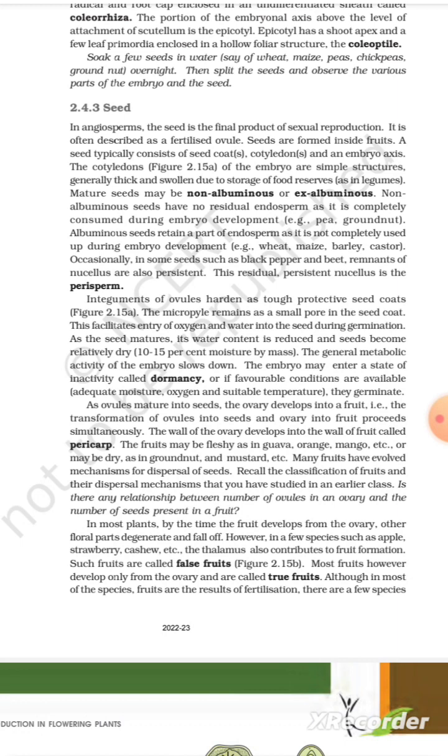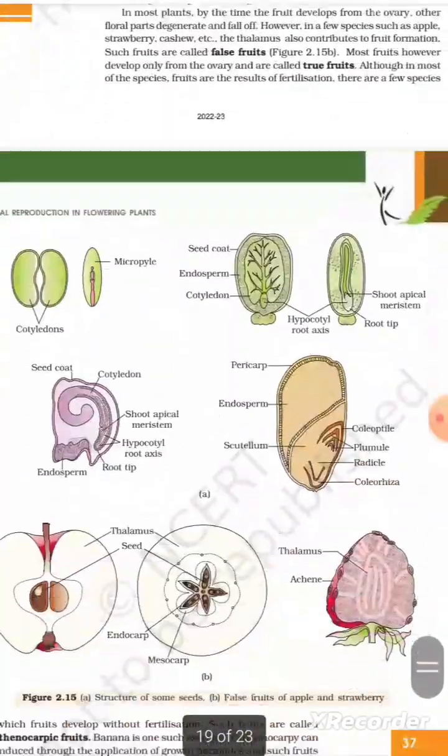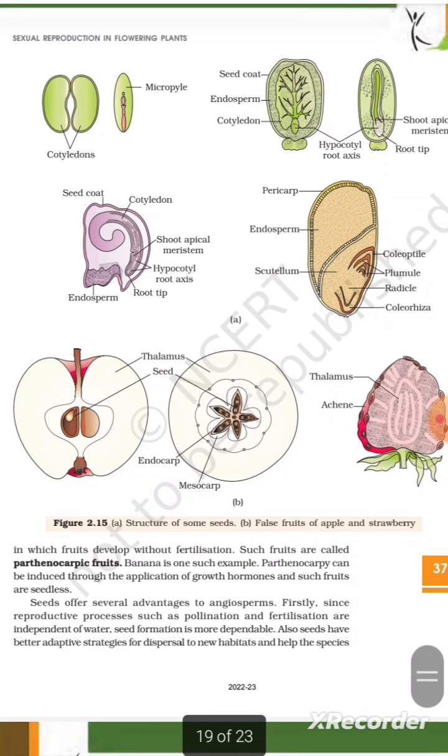Although in most of these species, fruits are the result of fertilization, there are a few species in which fruits develop without fertilization. Such fruits are called parthenocarpic fruits. Banana is one such example. Parthenocarpy can be induced through the application of growth hormones, and such fruits are seedless.